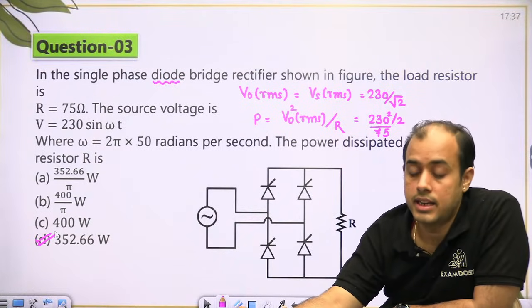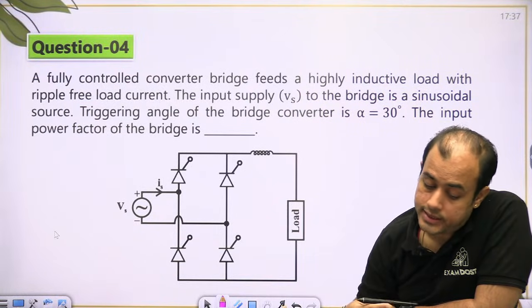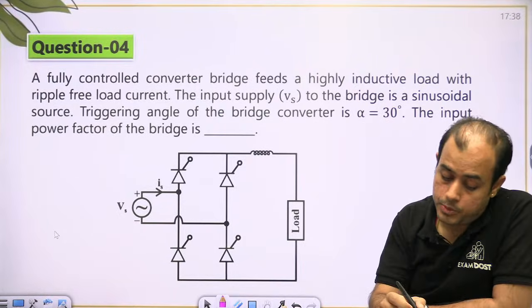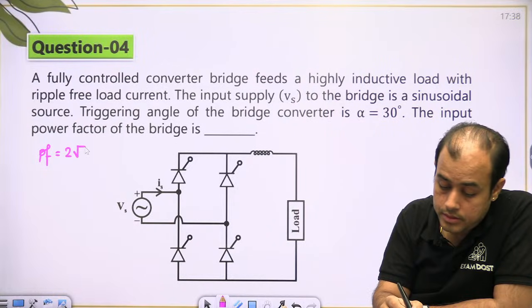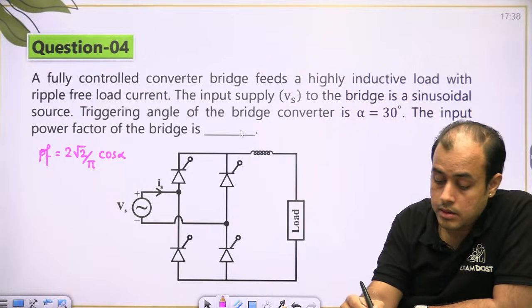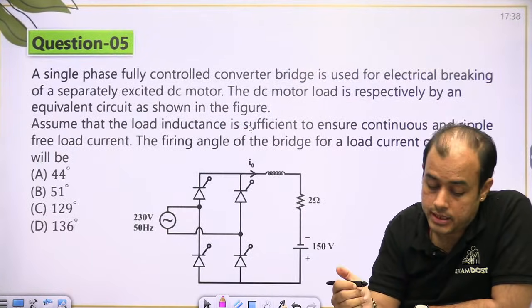बोलो भाई, असाइनमेंट के आंसर्स बोलते चलो. A fully controlled bridge converter feeds a highly inductive load. Vs is a sinusoidal source. Input power factor. So it will be 0.78. Same data है जो क्वेश्चन 1 में था.